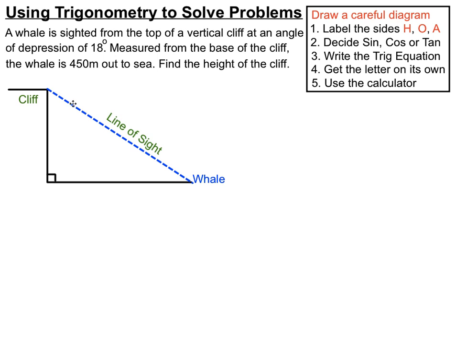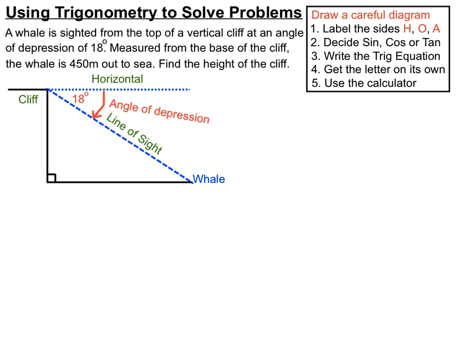We call that blue line there the line of sight. That's what your eyes would be looking down, the line from the top of the cliff down to the whale. And we make a horizontal across the top there to make our angle of depression. An angle of depression is an angle that comes down from the horizontal, down in here. So it was supposed to be an angle of depression of 18 degrees. So we'll draw it up there.